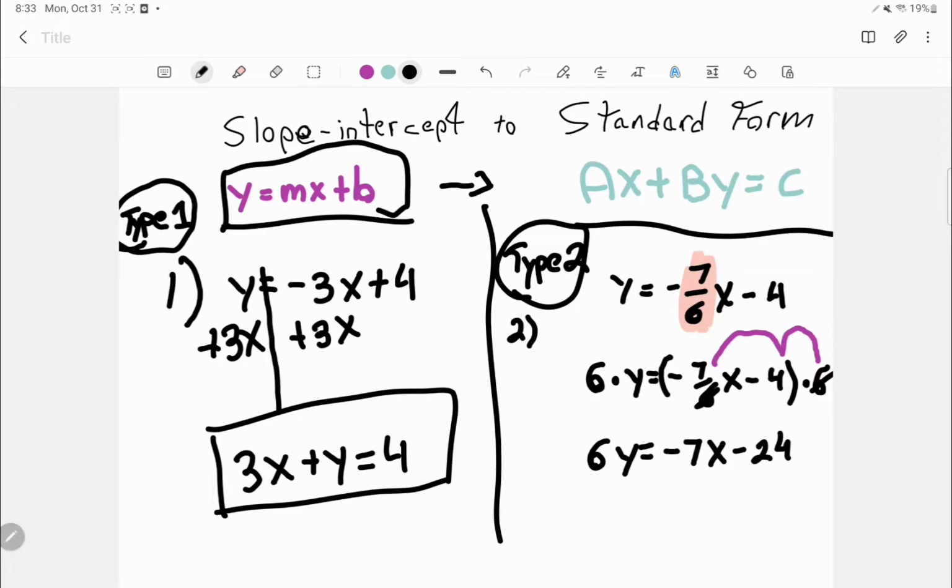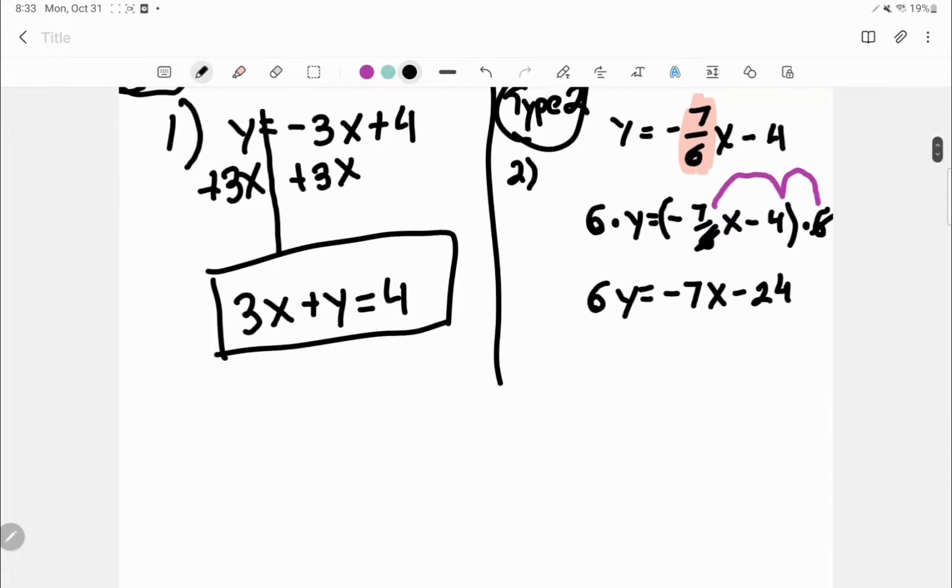At this point, all you have to do is just move that x. So I'm going to go ahead and move the x. It's going to be plus 7x. Again, I cannot combine them, so I'm going to put them just right next to each other. So 7x plus 6y is equal to negative 24. And we are done. That's literally all you have to do today.